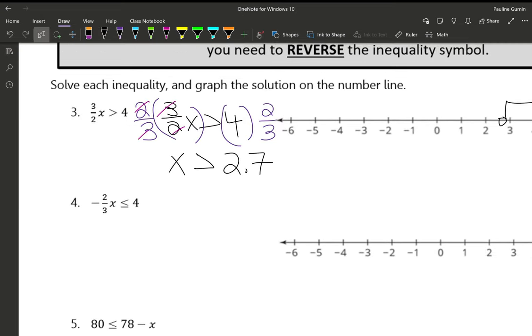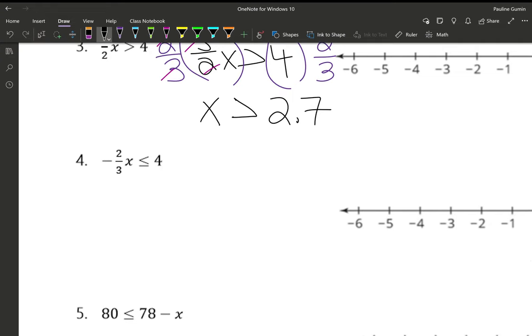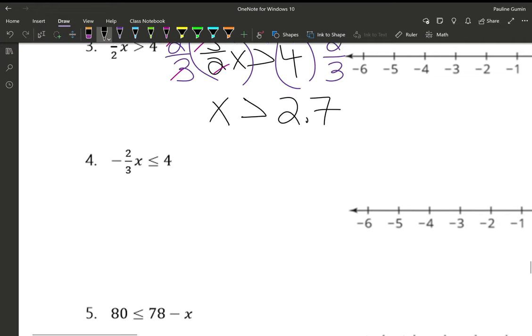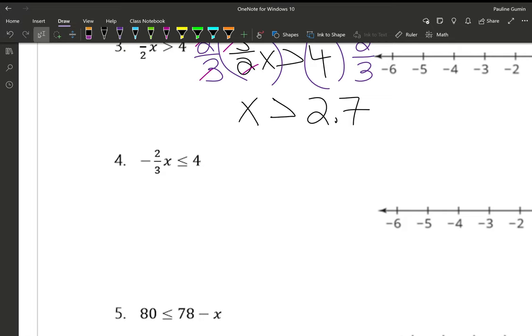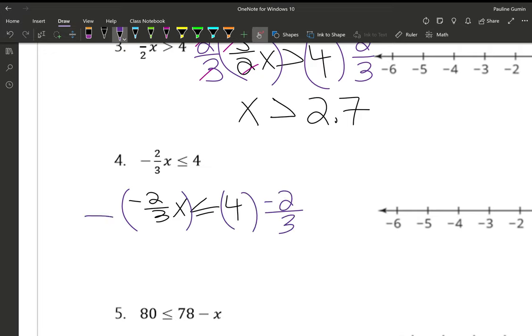Number 4, ooh, fun, another fraction. I'm going to go ahead and rewrite it. Oh, and it's a less than or equal to, so that means we're going to have a colored in dot here. Okay, so negative 2/3 x is less than or equal to 4. In order to solve that, we're going to multiply both sides by negative 2/3. No, we're not multiplying by 2/3. Oh my goodness, we're multiplying by 3/2. Silly me.